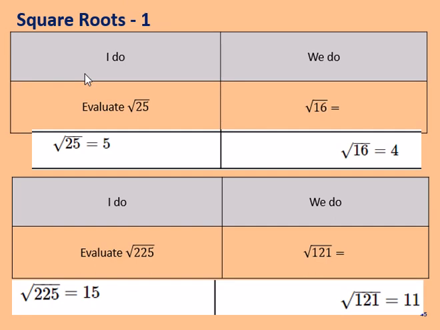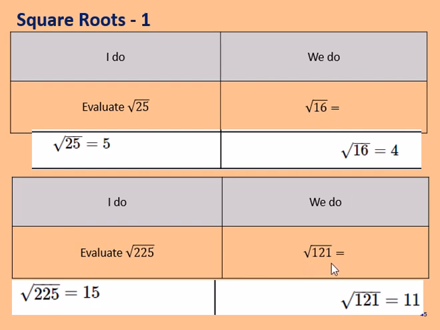Okay, so for the we do's. First one, square root of 16. Remember, I need to find the number that times by itself to make 16. Now 4 times 4 makes 16. So square root of 16 is 4.